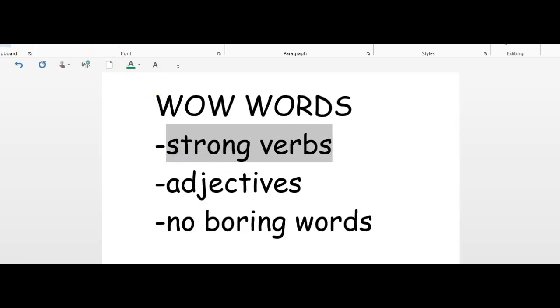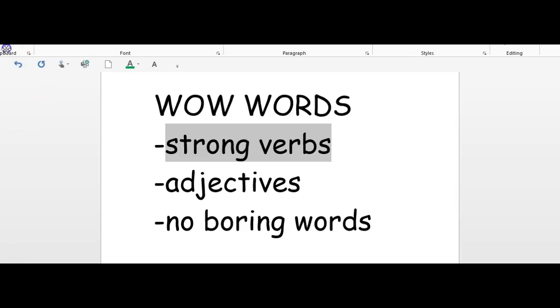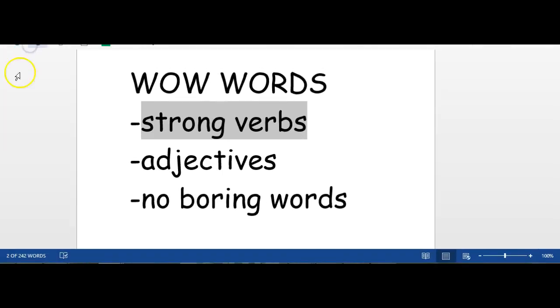Okay, another part of your editing is going to be checking for wow words. Do you have some strong verbs? Instead of saying I ran, could you say I sprinted, I galloped, just be real specific in the verbs you have. In particular, there's one verb that we probably want to try to get rid of using, and I even have to do it. Instead of using the word got, just try to find a word that's more specific.